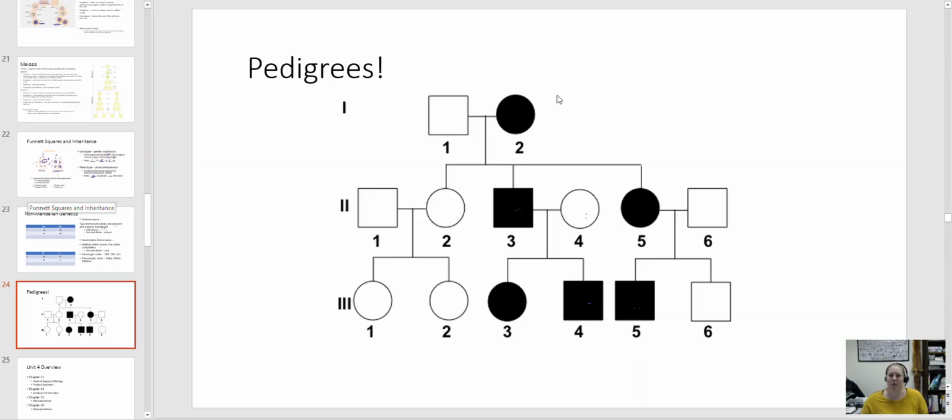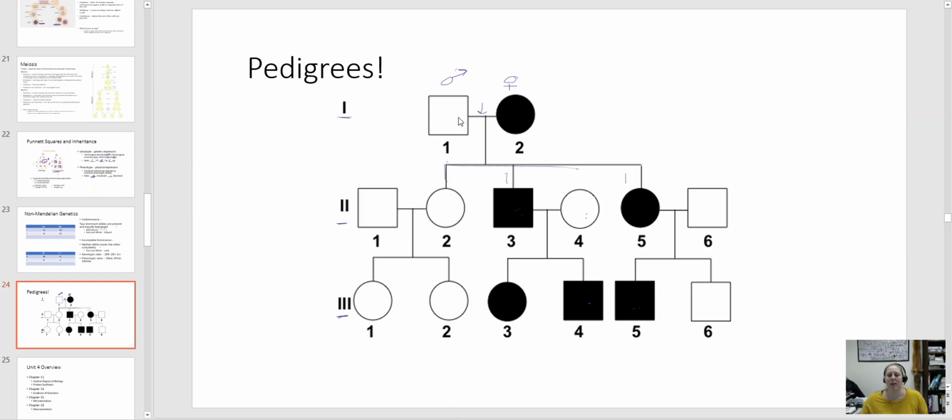If you remember, individuals that are filled in have the trait. Individuals who are blank do not. Squares are male. Let's draw a little male symbol here. Circles are female. This is generation 1, generation 2, and generation 3. Lines denote relationship. Horizontal lines are marriages or partnerships. This kind of vertical line to a horizontal line illustrates children if you have vertical lines coming directly down.